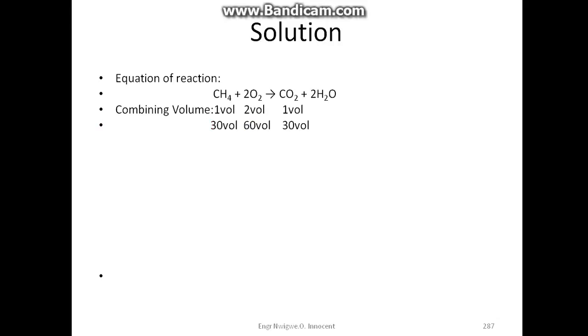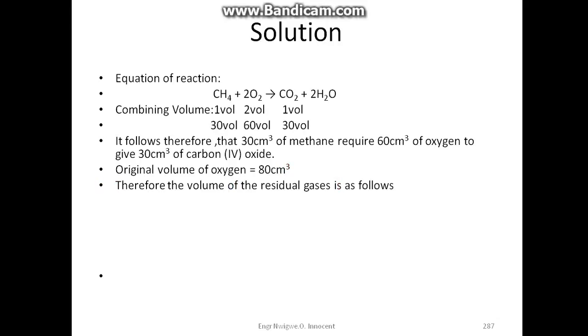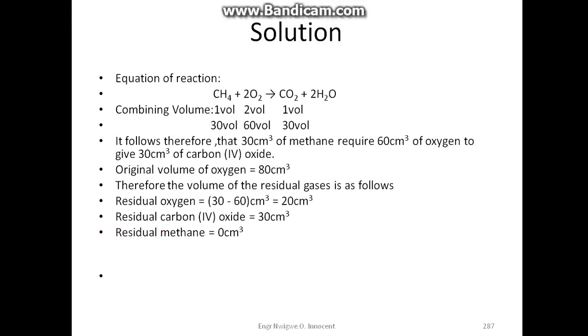30 volumes of methane react with 60 volumes of oxygen to give 30 volumes of carbon(IV) oxide. It follows therefore that 30 cm cube of methane requires 60 cm cube of oxygen to give 30 cm cube of carbon(IV) oxide. Original volume of oxygen is 80 cm cube. Therefore, the volume of the residual gas is as follows. Residual oxygen is 80 minus 60, which will give us 20 cm cube. Residual carbon(IV) oxide is 30 cm cube. Residual methane is 0 cm cube.